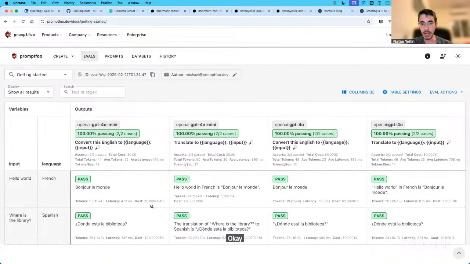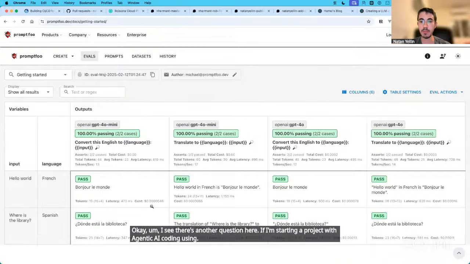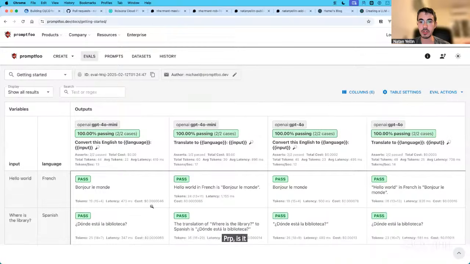Okay, I see there's another question here. If I'm starting a project with agentic AI coding using PRP, is it a good idea to integrate evals already at the PRP creation stage?